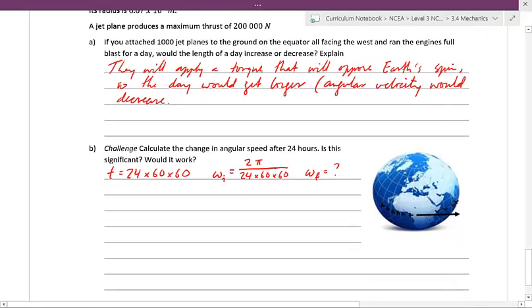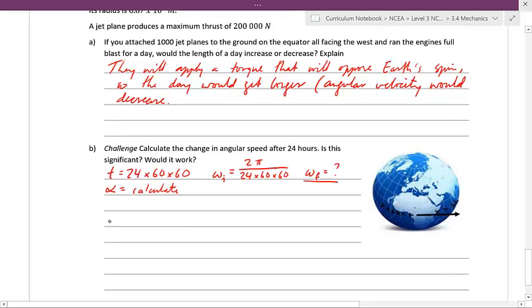And then what else can we work out here? We know the force and therefore the torque that's being applied. And we know the rotational inertia, so we can find alpha. We need to calculate that, and then we can find omega F.